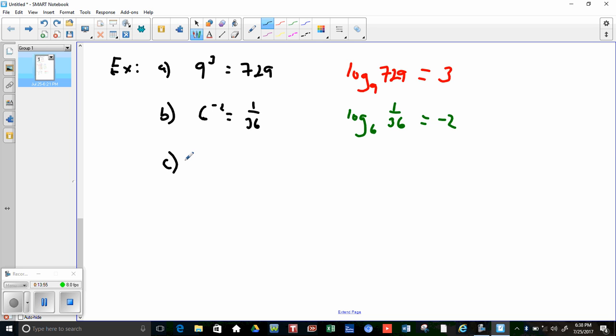All right, 5 to the 1/3 equals the cube root of 5. Okay, let's write it as a log. Log has to equal something, equals the exponent. The exponent is 1/3. What am I having as a base? The base is 5. And what am I taking the log of? That would be the cube root of 5. One more.